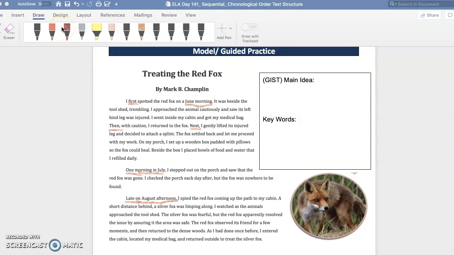As I had done once before, I entered the cabin, located my medical bag, and returned outside to treat the silver fox.